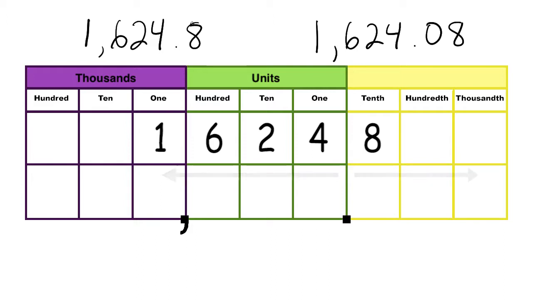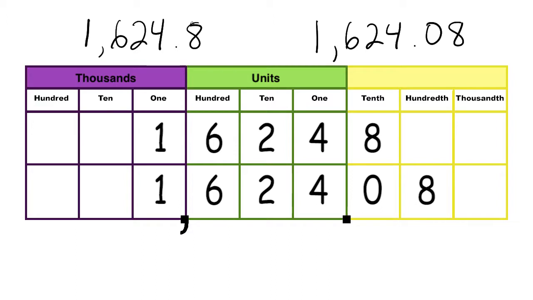Let's do the same with the second number. Starting on the next row, find the decimal on the chart and in the number. Working to the left, fill in the correct digits for the value. Look back to the decimal and fill in the chart from the decimal to the right.